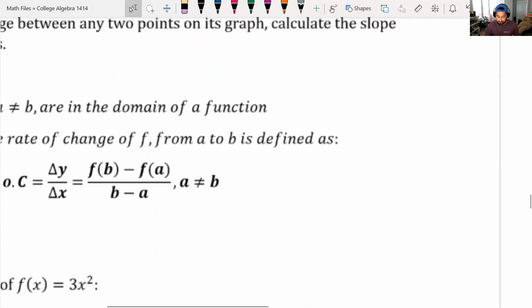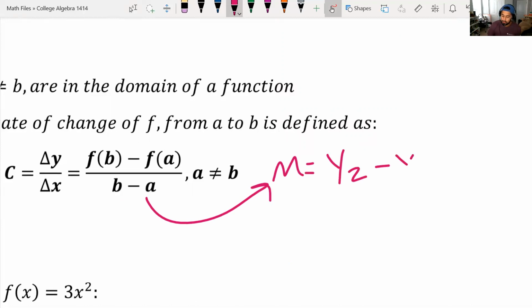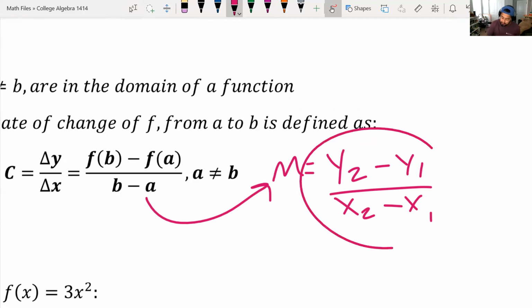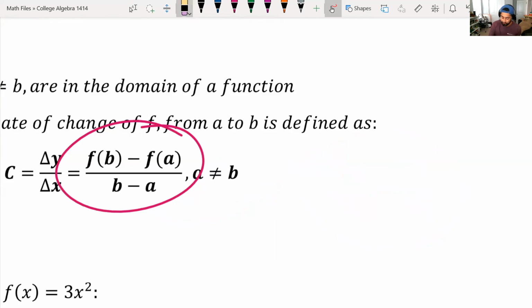Now, we have seen this formula before, but never in function notation. This formula is the one we learned in, I'm going to say middle school, right? y2 minus y1 over x2 minus x1. Same exact formula. This is in coordinate notation. This is in function notation, because we are dealing with functions now. Okay. Nothing different. It just looks a little scarier because it's not the notation we're used to.